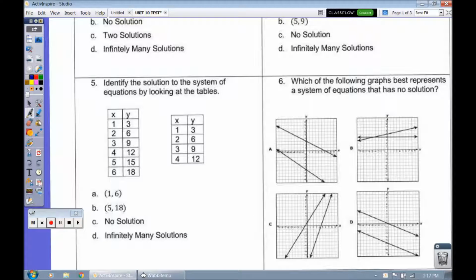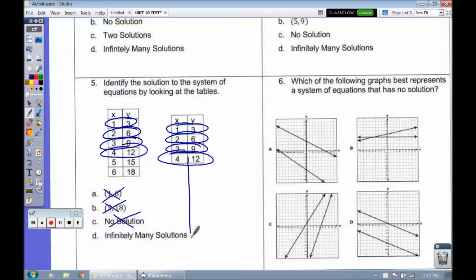Number 5, just like the same question from number 4, identify the solution to the system. Well, if you look here, (1, 3) matches up with (1, 3). (2, 6) matches up with (2, 6). (3, 9), (3, 9). (4, 12), (4, 12). And in fact, we know that it's not just one answer. No solution means there wouldn't be a match. And we said that if we have more than one matching, in this case 1, 2, 3, 4, it looks like if we were to extend this table out and continue this pattern, we would have 2 tables that are the same, which means we have the same graph. They cross everywhere. There's infinitely many solutions.